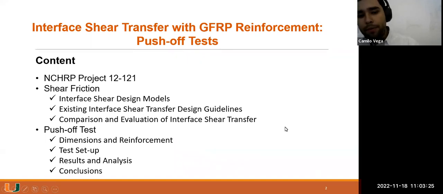First of all, I will make a brief description of the NCHRP project number 12121. Then I'm going to talk about the shear friction, and we are going to see some easy concepts related to the interface shear design models, the existing interface shear transfer design guidelines, and also a small comparison and evaluation of the interface shear transfer. In the last part of the presentation, I will focus on the push-off test. So we are going to see the dimensions, the reinforcement of the specimen, the test setup, some results analysis, and finally, some conclusions.